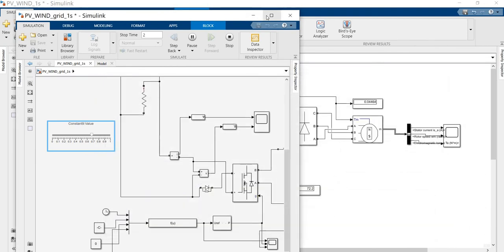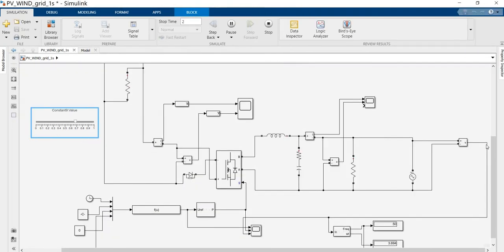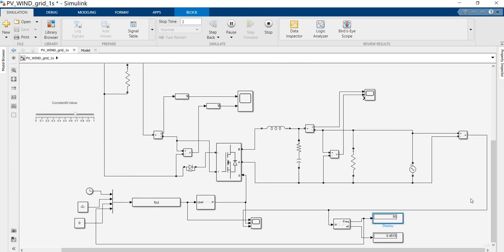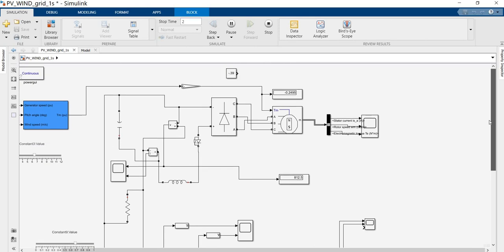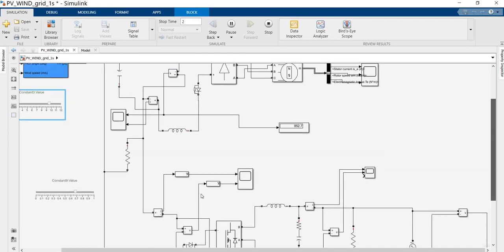So this is the control algorithm which is directly implemented here. The frequency is maintained at 50 Hertz, and the negative torque which is available here is about minus 0.24 in per unit. Again, suppose I change the wind speed. The wind speed changes.